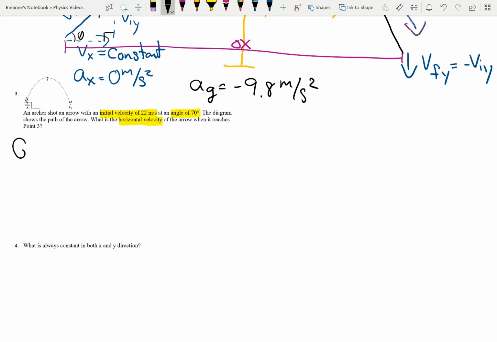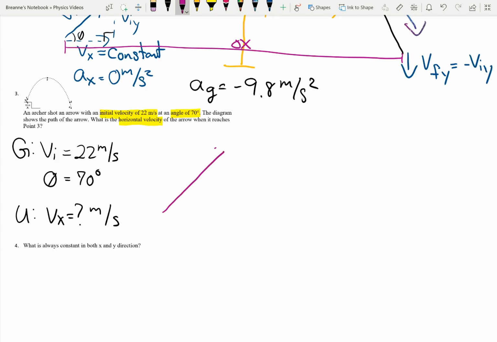So let's do our givens. It gave us our initial velocity, but didn't give us a direction. So our initial velocity is 22 meters per second. Our angle is 70 degrees. And our unknown is the horizontal velocity. We know that's going to be in meters per second. So we're going to have to draw a triangle for this one.